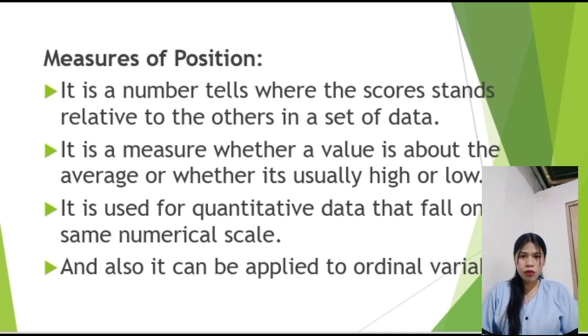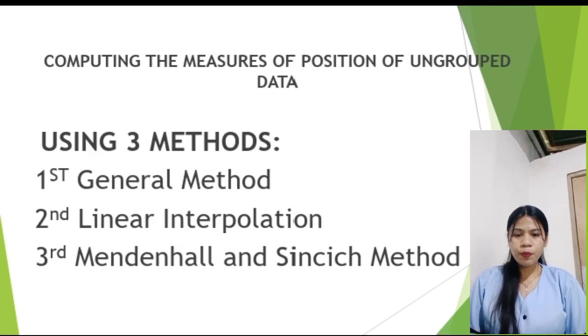It is a measure of whether a value is about the average, or whether it is usually high or low. It is used for quantitative data that falls on the same numerical scale, and it can also be applied to ordinal variables. When we say ordinal variables, it involves ranking, order, and places. To compute the measures of position of one group of data, we are using three methods.